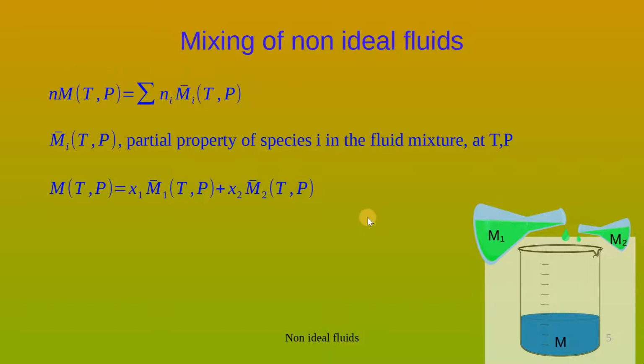Now, for non-ideal mixtures, the total property is nothing but the summation of the moles of the individual species multiplied by their partial molar properties. For a binary mixture, we can write that the total property is nothing but the mole fraction of 1 into the partial molar property of 1 plus the mole fraction of 2 into the partial molar property of 2.